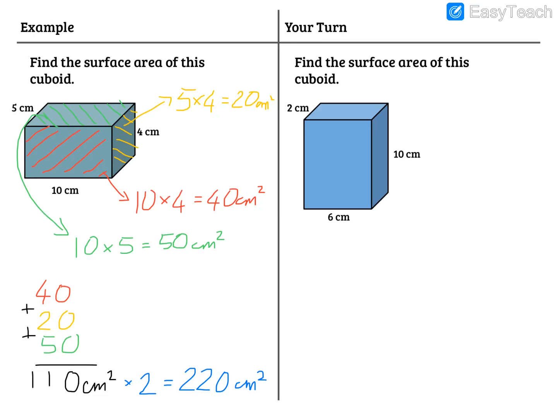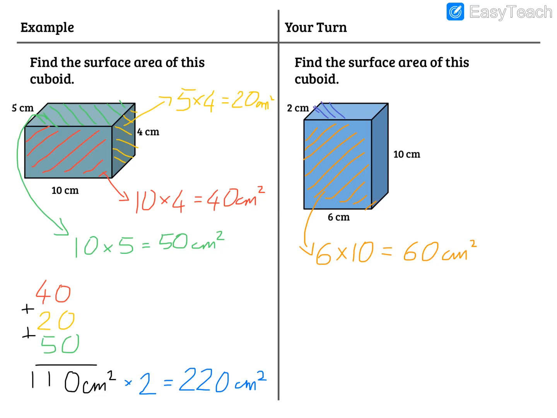Let's start with this front face. This one here is 6 centimetres wide. 6. How tall is it? It's 10 centimetres tall. So we've got 6 by 10. 6 along this edge, 10 along this edge. So 6 by 10 is, I reckon, 60 centimetres squared.